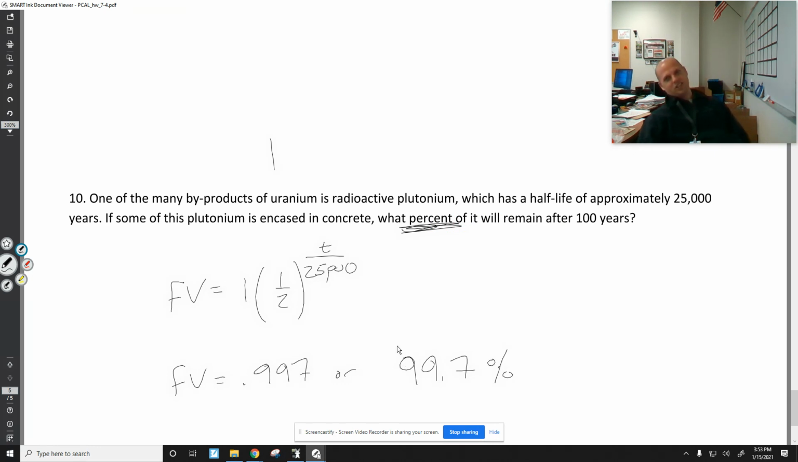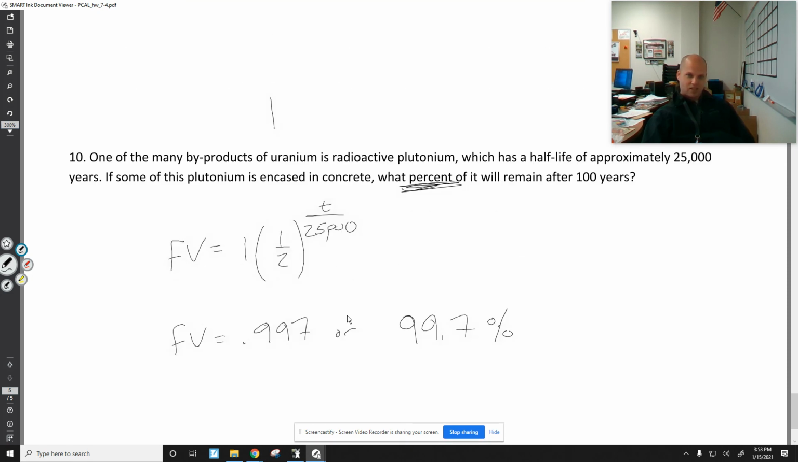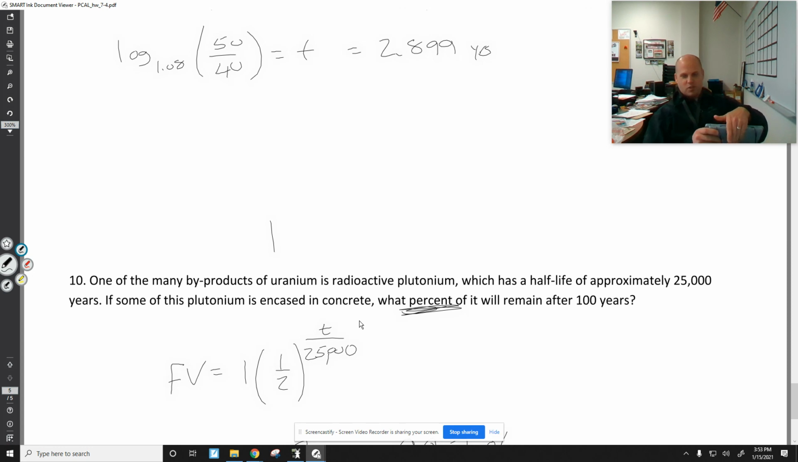So it just shows you it's never going away and it's going to be radioactive. You can send it to the moon, send it to space maybe. All right, that was fun. Some of these real world problems are fun. Hope you enjoyed. Mr. Messer out.